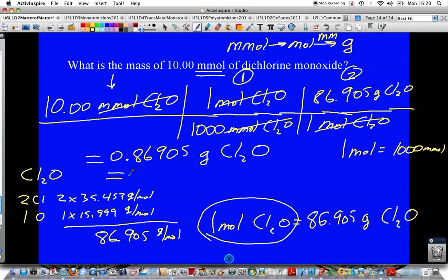My final answer, my rounded answer: because 10.00, those are trailing zeros with a decimal point, that's 4 significant figures, 1, 2, 3, 4. And then that 1,000, that's an exact number, so it has an infinite number of sig figs. We don't look at that one. Then 86.905, that has 5 sig figs. I go with the least number of sig figs, so that's 4, and so I'm going to go 1, 2, 3, 4.